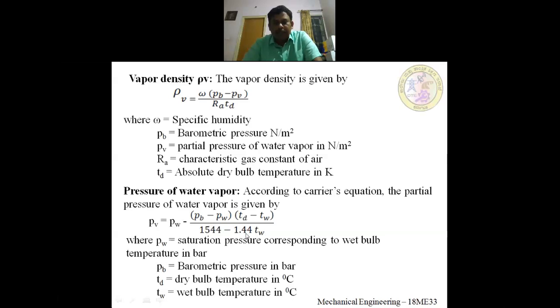See here, in the denominator they have given 1.44 TW. You have to substitute the value in Celsius only.